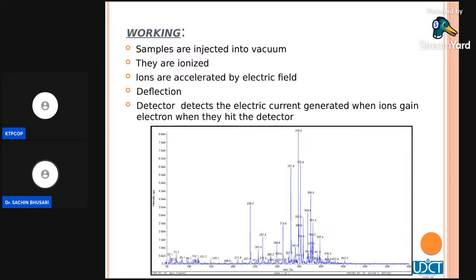So a typical mass spectrum will look like this. m/z is from 50 to 600. This is a sample ion chromatogram from my lab only, m/z versus intensity, abundance in CPS. So you can see the various fragments. Depending upon your material, the m/z has been resolved by the mass.